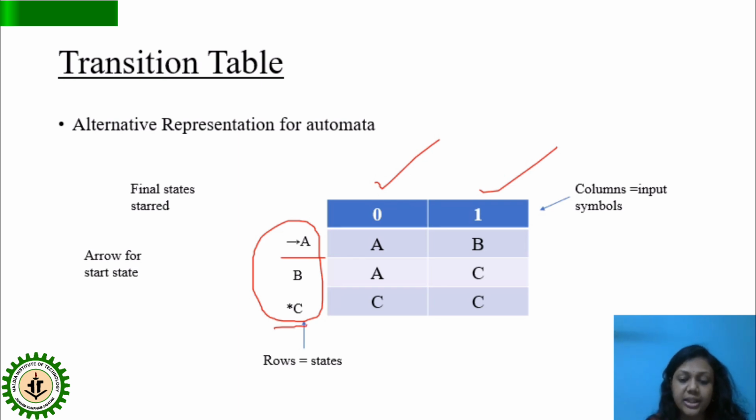We will see that on state A, when it is getting input 0, it is going to A itself. But when state A is getting an input 1, it is going to state B. Further, when state B is getting an input 0, it is going to state A. But when it is getting an input 1, it is going to state C. When this final state is getting an input 0, it is going to state C. And when it is getting input 1, it is going to state C. So this is how we draw a transition table.